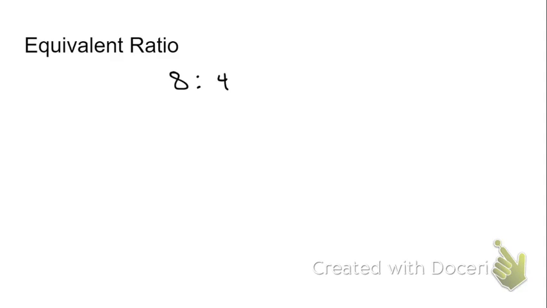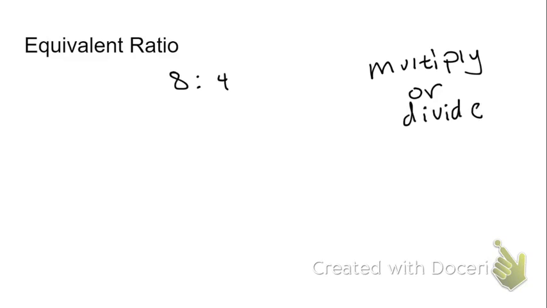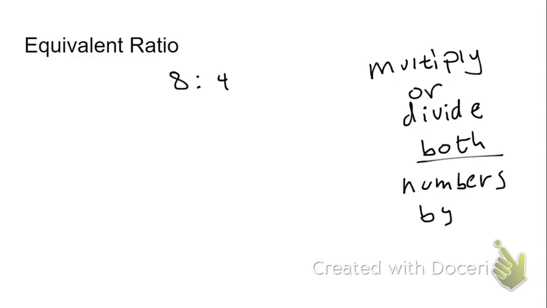So equivalent ratio. If I'm given a ratio 8 to 4, to create an equivalent ratio, what we do is we can multiply, I'm going to write it on the side, we could multiply or divide both numbers by the same number. So the same value, the same number. Remember, value is just a number. Oops, spelled it wrong. Forgot the B.